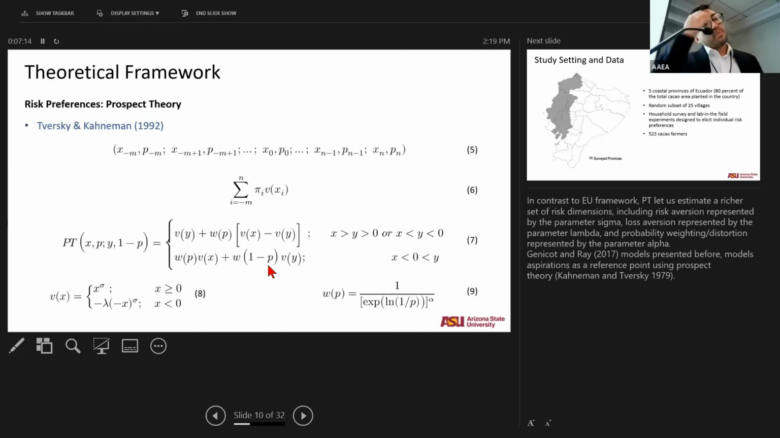So to account for risk preferences, we use the prospect theory framework. And why do we use this? Because the way that Jenny and Ray modeled their aspirations utility function is based on prospect theory, because it has a reference dependent point. I'm not going to spend too much time here, but I just want to highlight that prospect theory helps us estimate not only risk aversion, but also loss aversion and probability distortion, which are some nice features that we can include in our study.